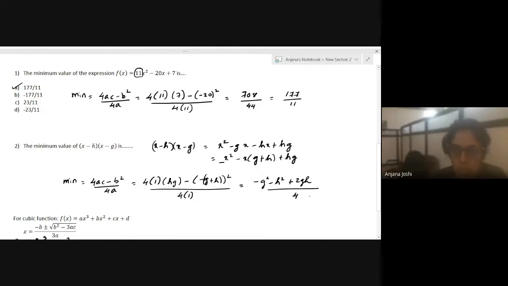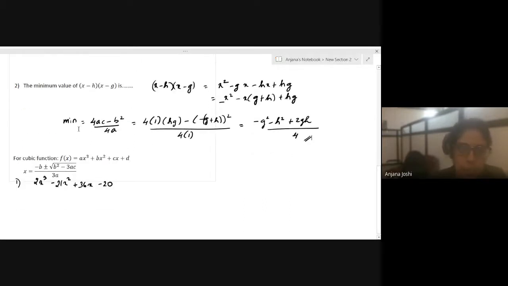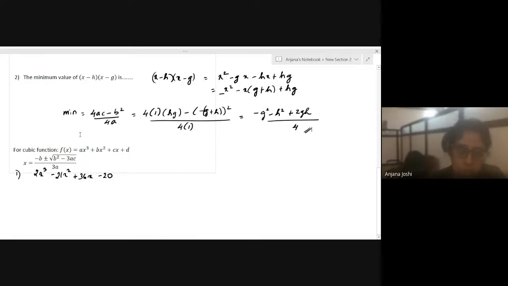So you can make use of this formula too whenever we have it in terms of x minus a or x minus b. Here in this case, we have taken it in terms of g and h. So this is an easy way of finding the minimum value and the maximum value for a quadratic equation by making use of this formula. And the next thing we are going to discuss is how we find the points where the minimum and the maximum occur for a cubic equation.